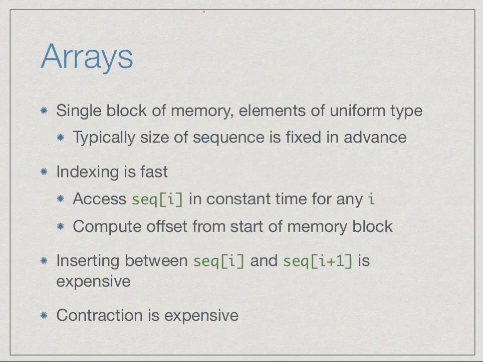In the same way, contraction is also expensive because we have to make a hole in some sense. If we remove this element, then we have a hole here, and then we have to push everything up to fill this hole, because remember the array must have all elements contiguous, that is without any gaps, starting from the initial position.